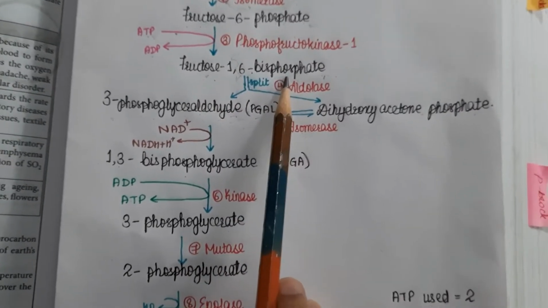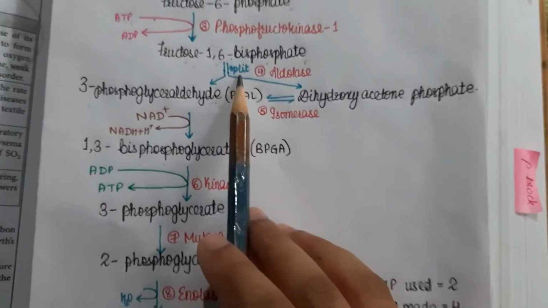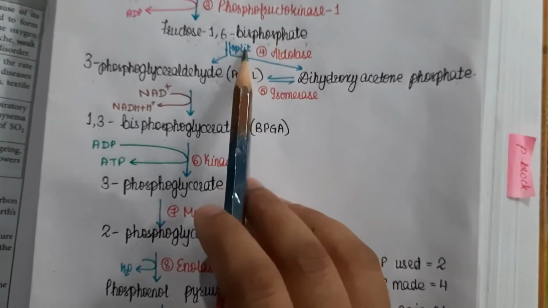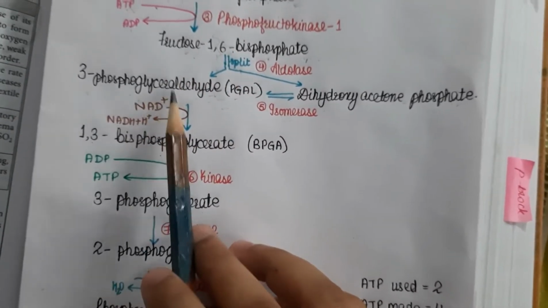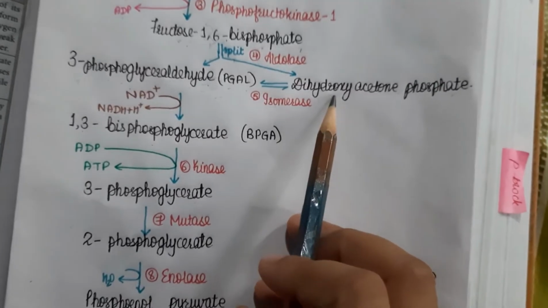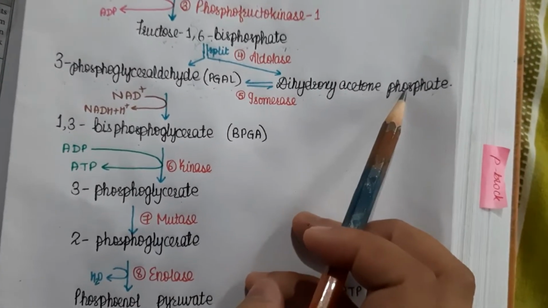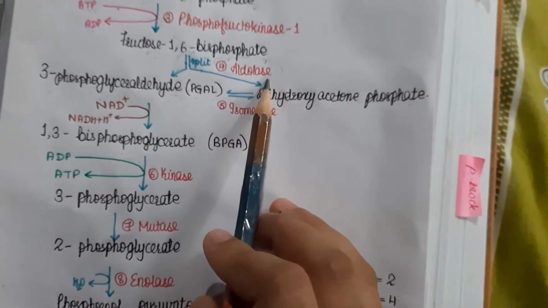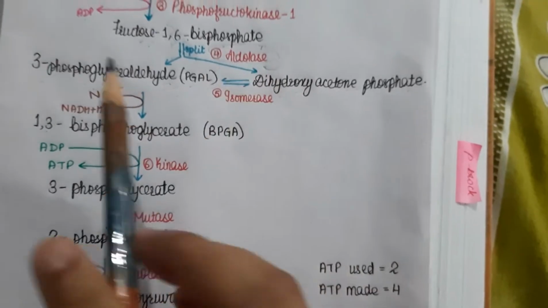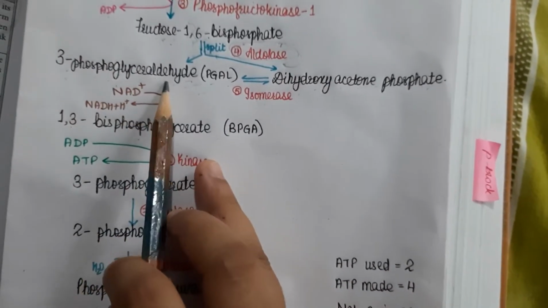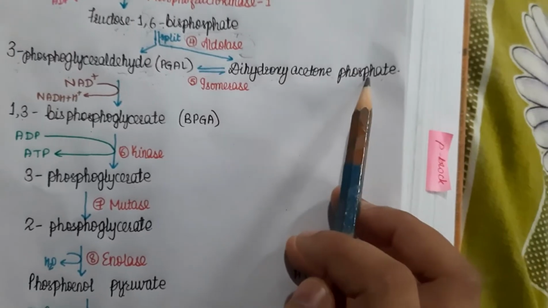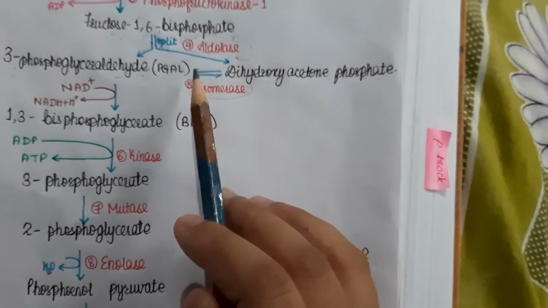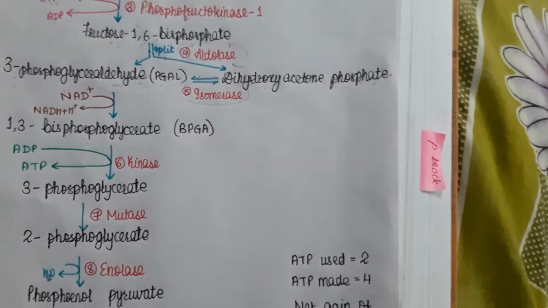Now fructose 1,6 bisphosphate gets split up. You can see that fructose 1,6 bisphosphate gets split up into 3-phosphoglyceraldehyde and dihydroxyacetone phosphate. Here the enzyme is aldolase, but it is not necessary to remember the enzyme names. 3-phosphoglyceraldehyde and dihydroxyacetone phosphate are again isomers. So with the help of the enzyme isomerase, they can get interconverted into one another.